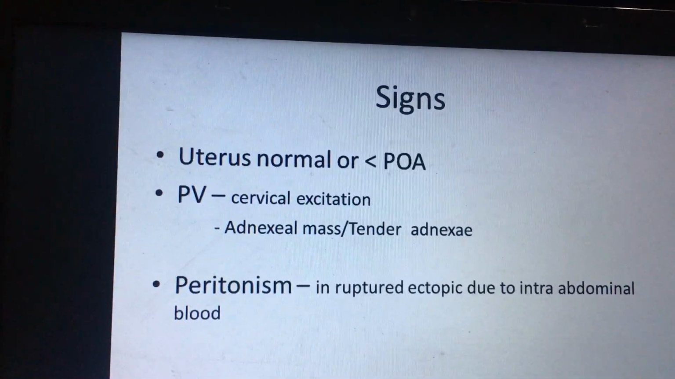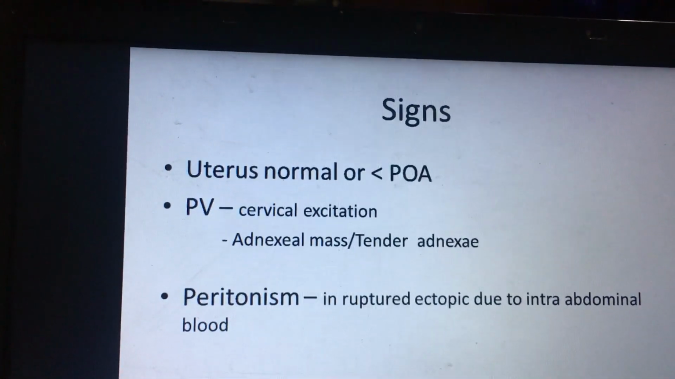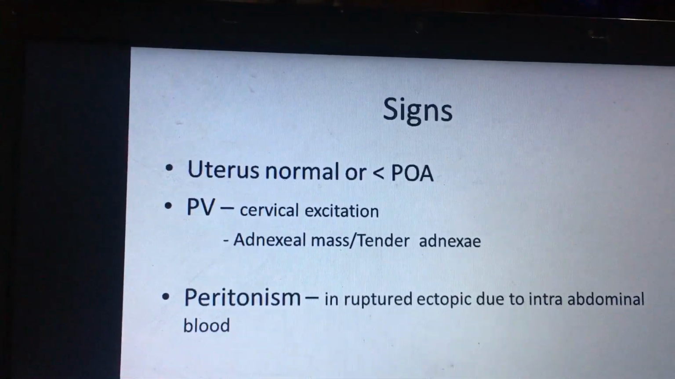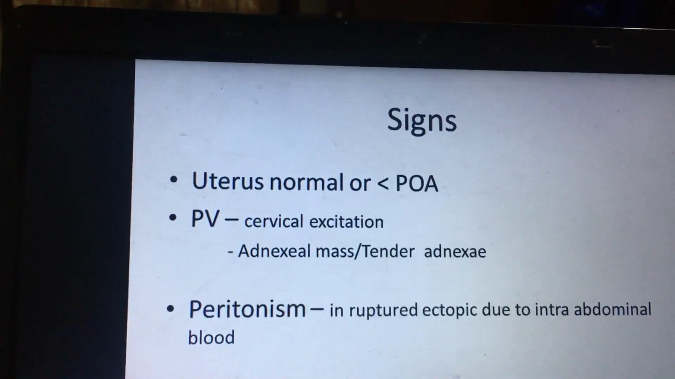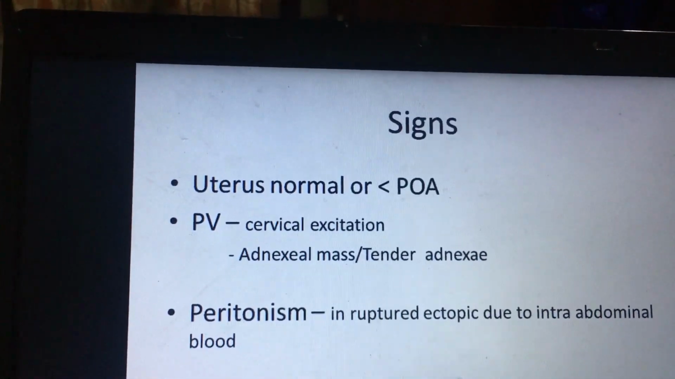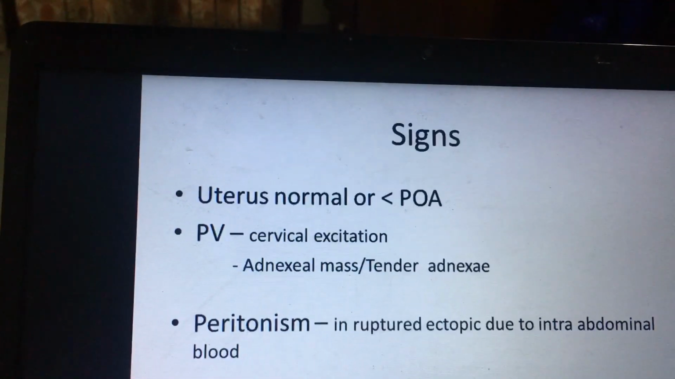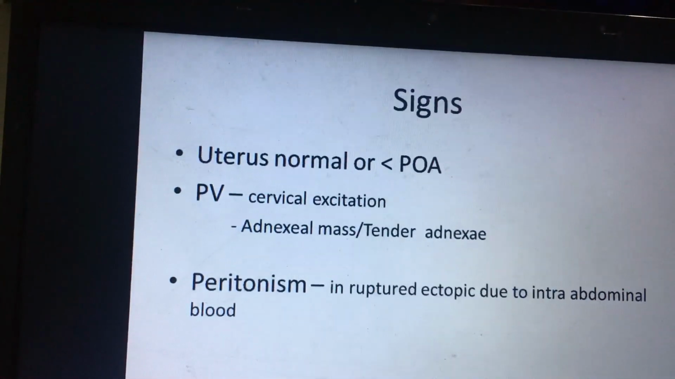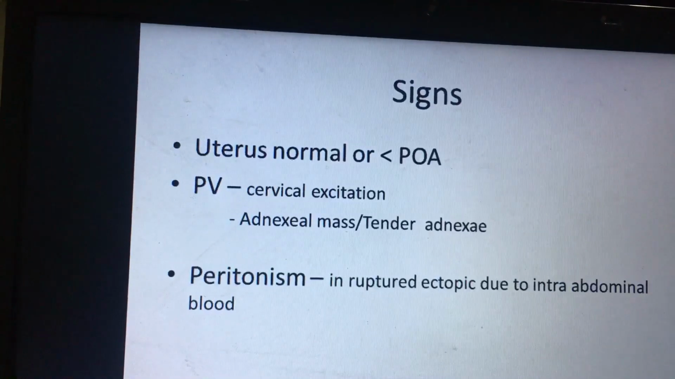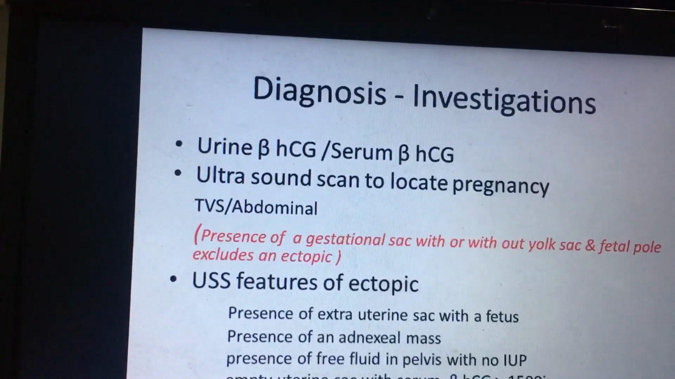Signs: the uterus can be normal or smaller than the period of amenorrhea, and when you do the vaginal examination, you can see cervical excitation, and also you can see adnexal masses or tender adnexa, as well as peritonism in ruptured ectopic due to intra-abdominal blood.